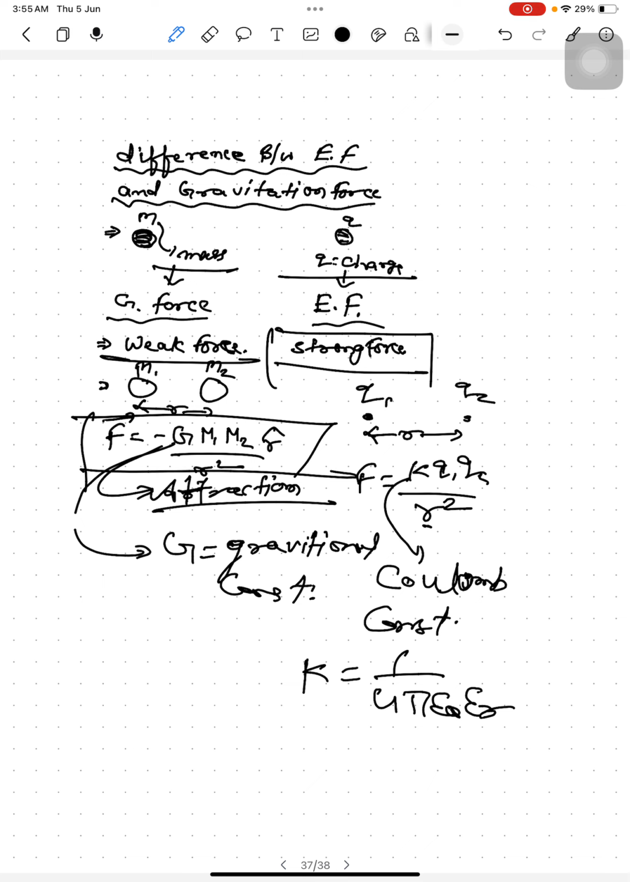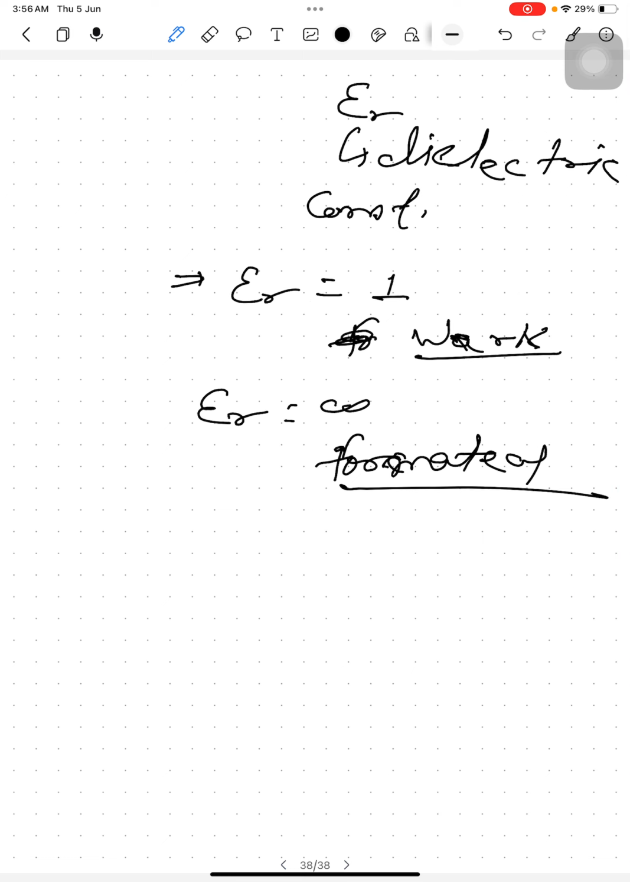The formula: if m1 is placed at one position and m2 is placed at distance r from m1, then the force between them is G m1 m2 divided by r square, and in vector form a negative sign is applied. This means gravitational force is always attractive in nature, but electric force may be attractive or repulsive because it depends on the nature of the charges q1 and q2. And if the medium changes, the gravitational force remains constant, but the electrostatic force changes.